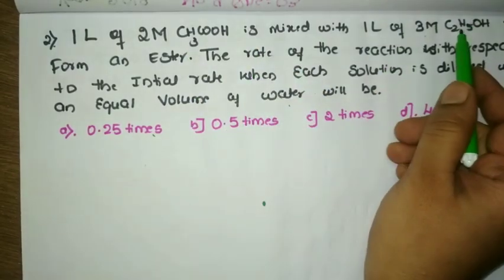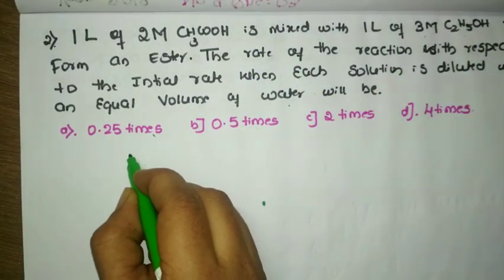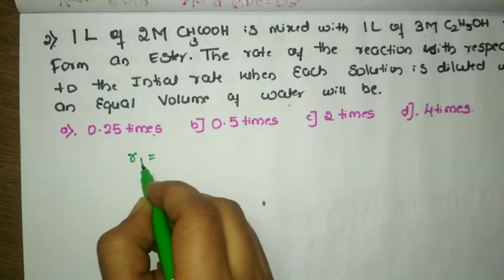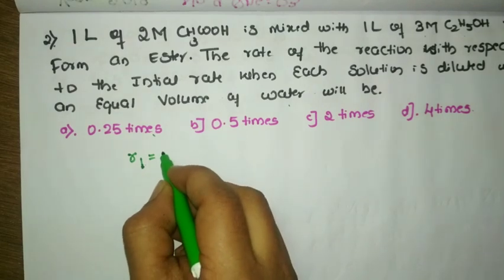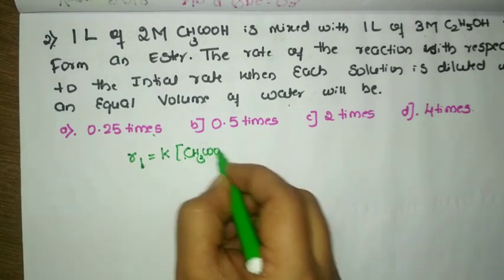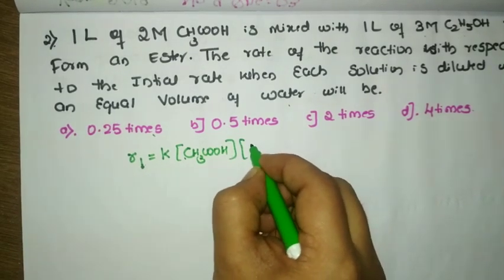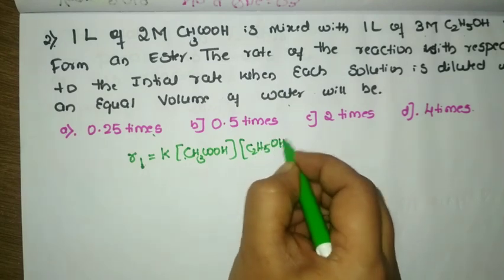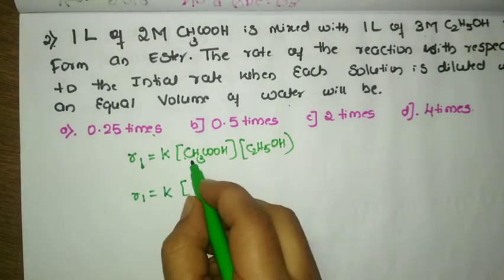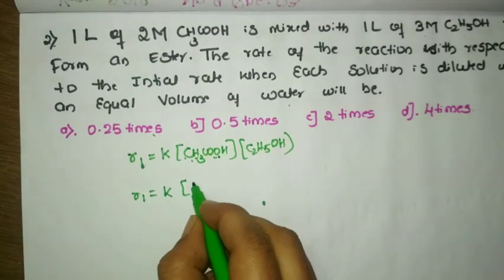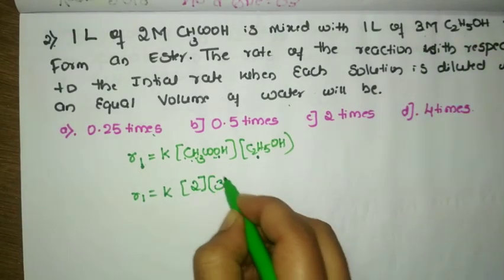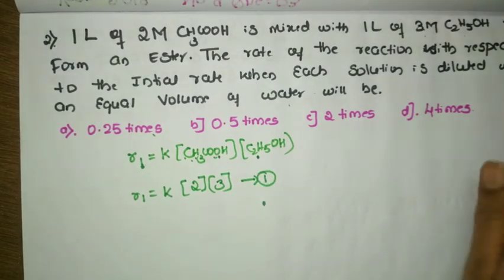So acetic acid and the ethyl alcohol. Okay, so let us take R1, the initial rate of reaction. So can I write here K into the concentration of acetic acid and the concentration of ethyl alcohol. Okay, so R1 is equal to K. What is the concentration of acetic acid? 2 molar. What is the concentration of ethyl alcohol? They have given 3 molar. Okay. So let us consider this as equation 1.